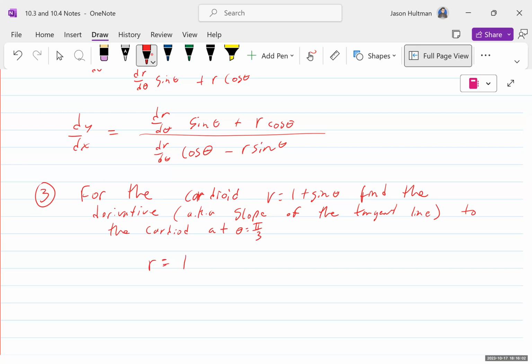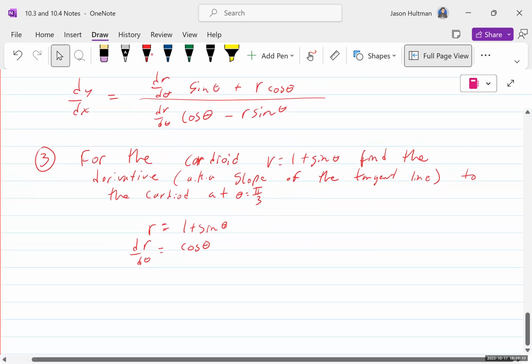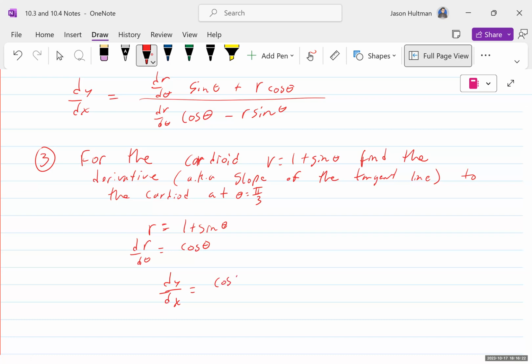R is equal to 1 plus sine theta, right? Okay, but what is dr d theta? Dr d theta is the derivative of this. Well, that's just cosine theta. So now dy dx is equal to dr d theta, which is cosine theta, times sine theta plus r. But what was r? R was 1 plus sine theta. So this is 1 plus sine theta times cosine theta. Okay, nice. So that's the top.